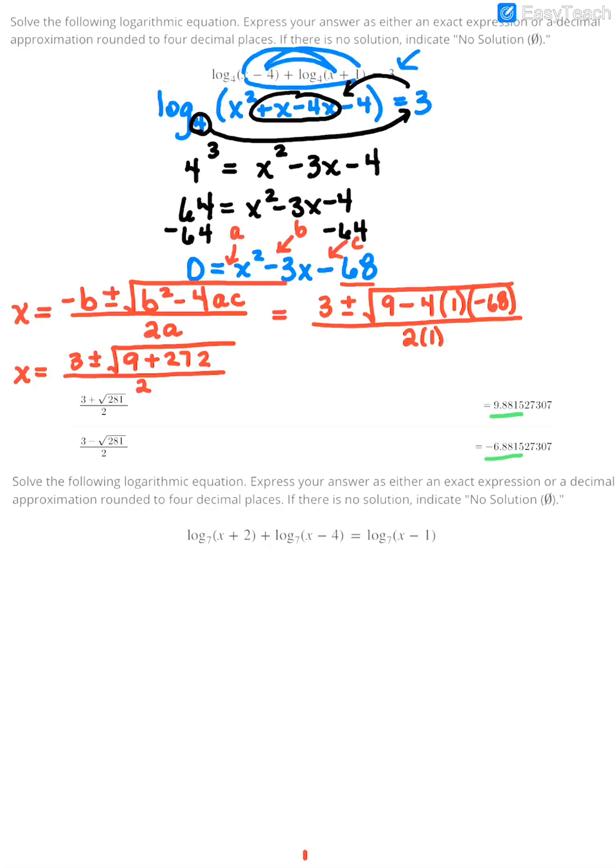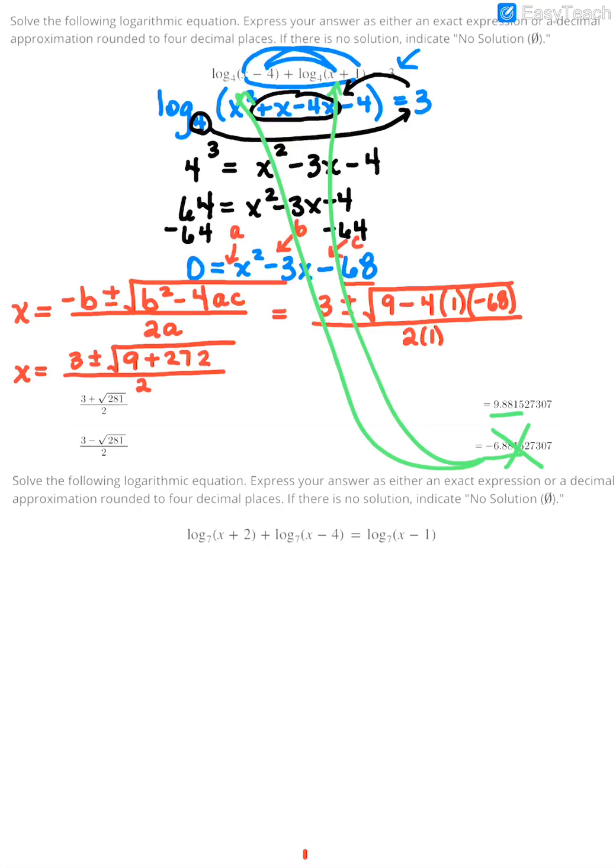Now, the problem is when you try to take this negative 6 and plug it back into either place up here, it causes you to take the log of a negative number. Therefore, we have to throw that solution out because we can't take the log of a negative number. So your only solution here would be the 9.8815.